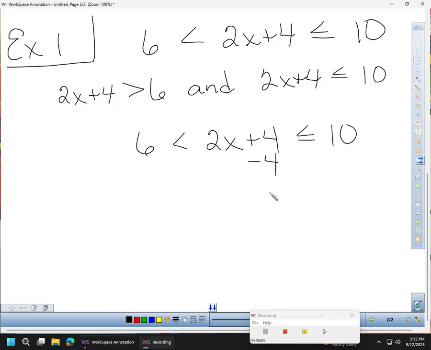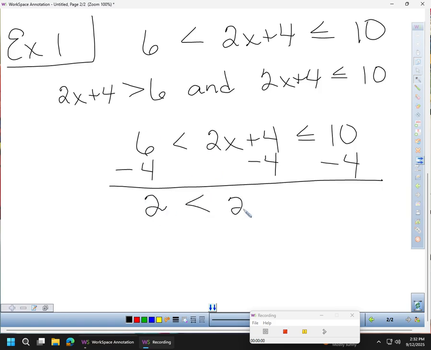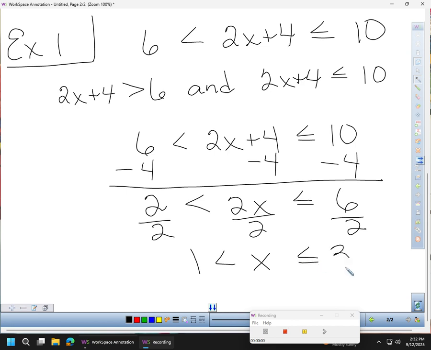If I subtract 4 from the middle, I'm going to subtract 4 from both ends. So I get 2 less than 2x less than or equal to 6. Is my x by itself yet? So now we're going to divide by 2. Again, whatever I do to the middle, I have to do to both ends. 1 less than x less than or equal to 3.